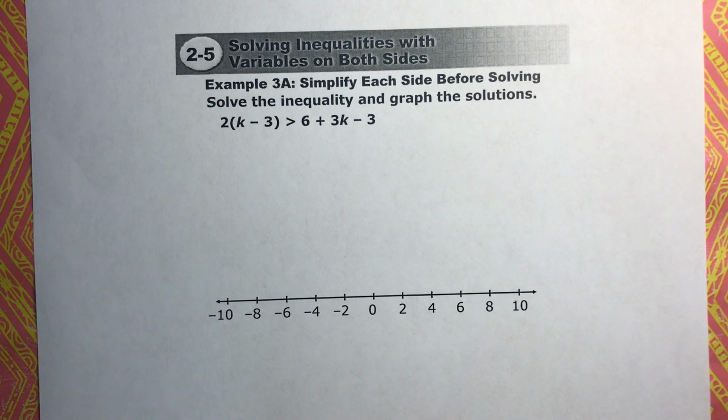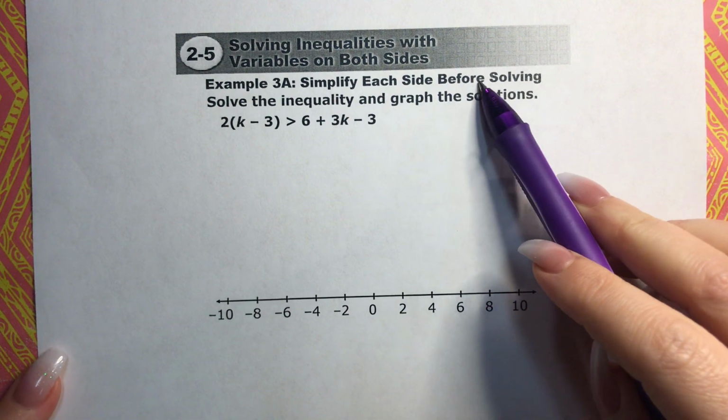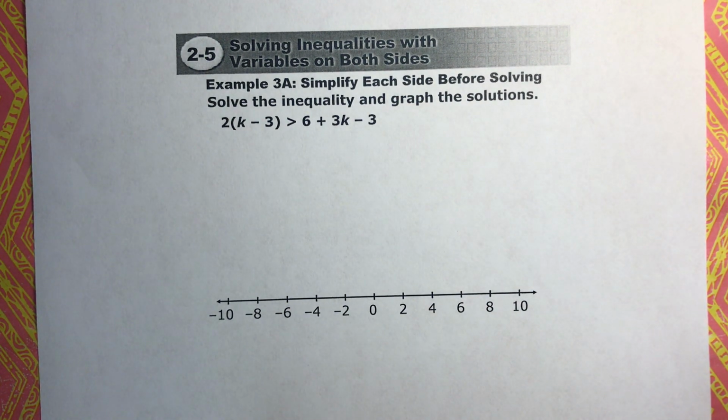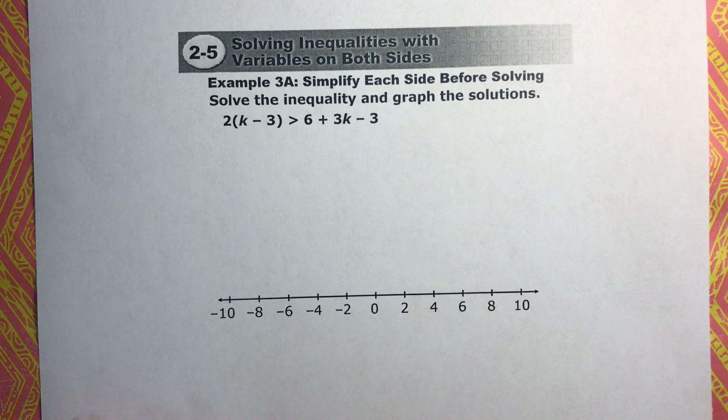All right, we're back with example 3. Example 3 says simplify each side before solving. Solve the inequality and graph the solutions. So now we're dealing with some inequalities that are a little bit more complicated than the ones we were doing before. They still have variables on both sides, but we're just going to pretend these are like equations, okay? So we're just going to solve them the same way.